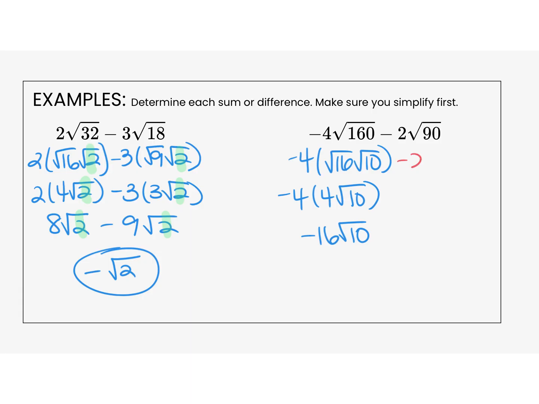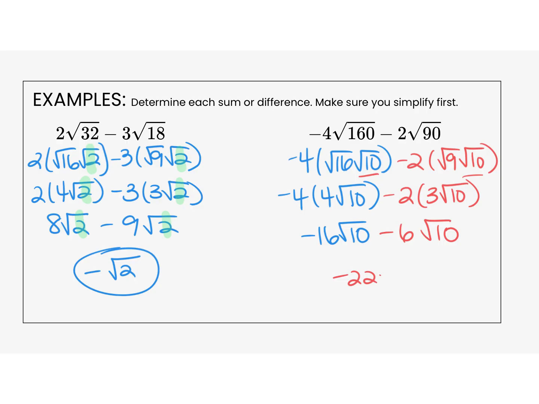And then I'm going to do this in a different color this time. 90 could be 9 and 10. And again, I think I'm on the right track because there's a 10 here and I see a 10 there. So negative 2, and that's 3 root 10. So that would be minus 6 root 10. So then my final answer would be negative 22 root 10, because it's negative 16 minus 6 there. And the root 10 just stays as is.